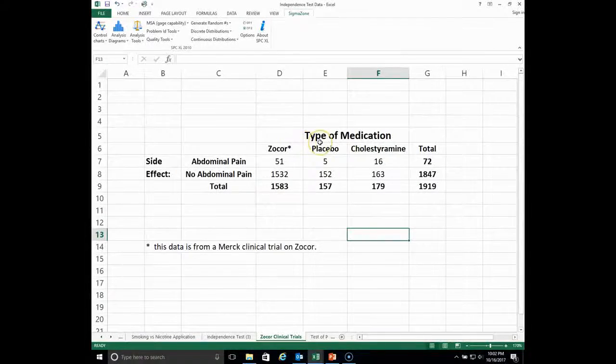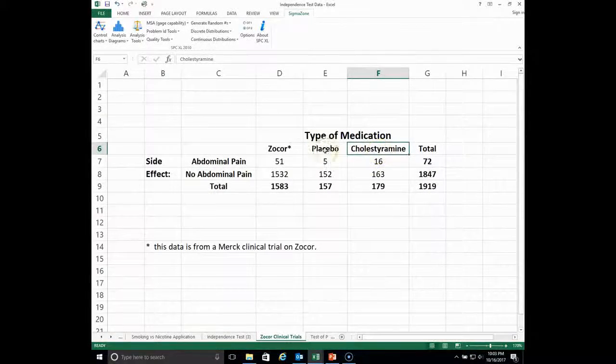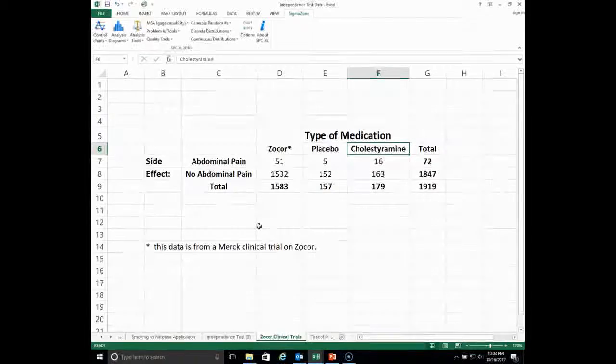And the type of medication is one of the variables, and the side effect called abdominal pain, we either have it or we don't have it, is a second variable. You can see that the three categories of type of medication are Zocor itself, some placebo, and another cholesterol medication on the market at the time, cholestyramine, and they wanted to compare Zocor with a placebo with cholestyramine to see if the side effect of Zocor could be related to the other two and see if there is a relationship here.